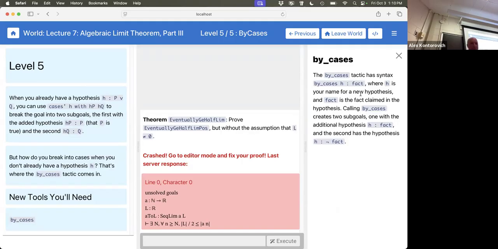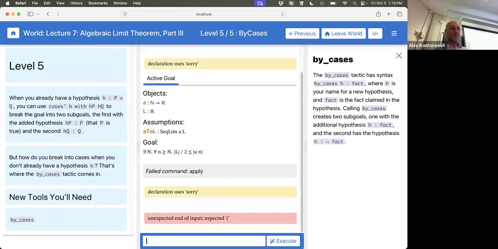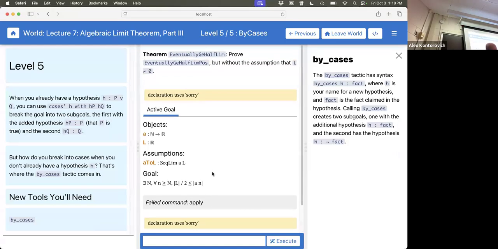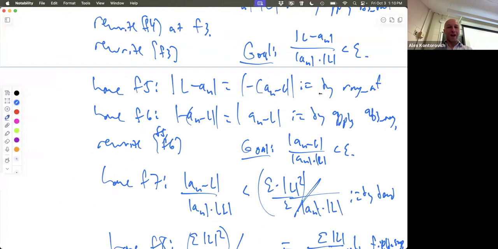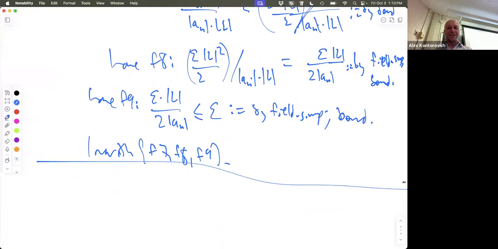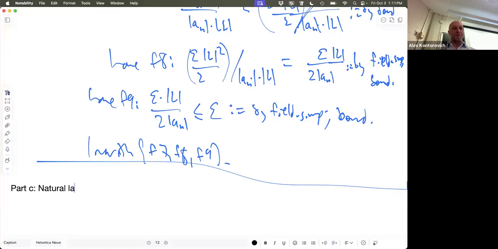So let's do a simple example. Here's our simple example. I'm just going to clear it. Okay, our objects are a sequence A, a real number L. I skipped straight past step 3, part C. Now that we have the proof in formal language and we check that the formal proof actually works, let's give a natural language proof. And maybe I'll do it in text, so that you can actually read my handwriting. Part C, natural language proof.